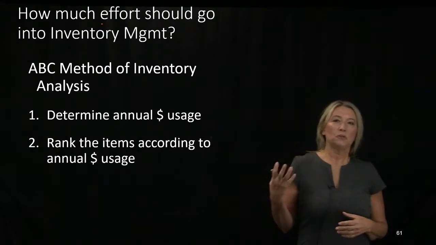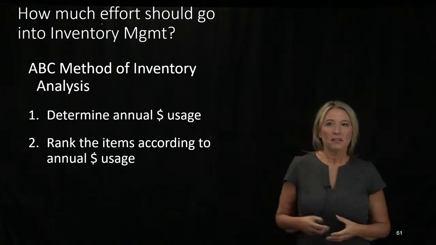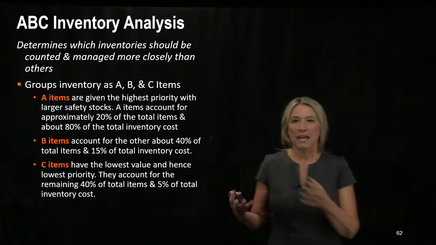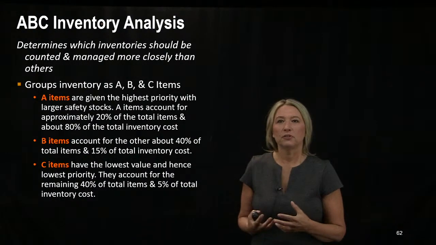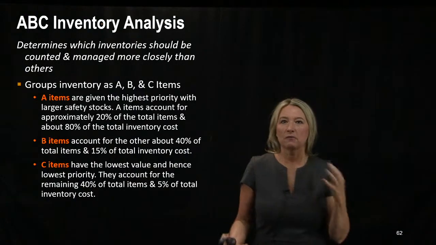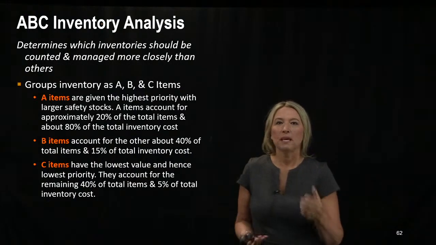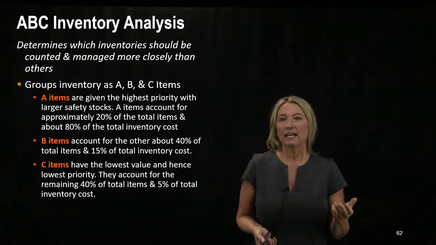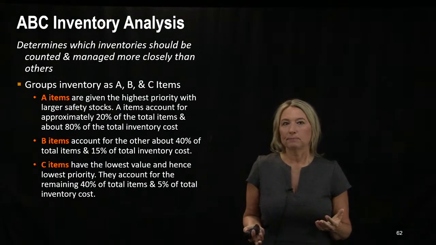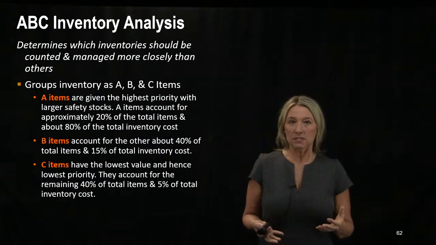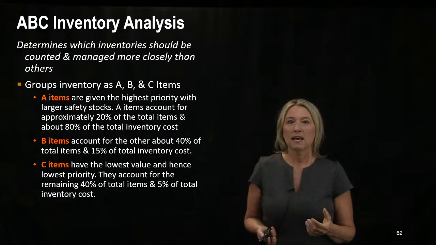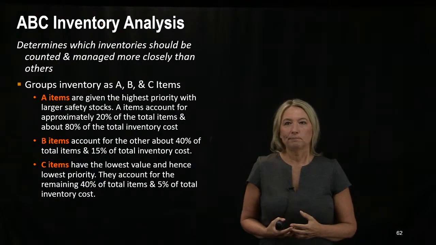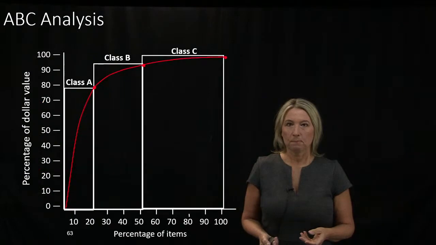So you determine your annual usage by dollar value and then rank them. An A item is generally that first 20% of items that account for 80% of the value. Then B items are the next 40% of items that generally account for another 15% of your inventory costs. And then C items are the cheapest, that you're going to spend the least amount of time on.